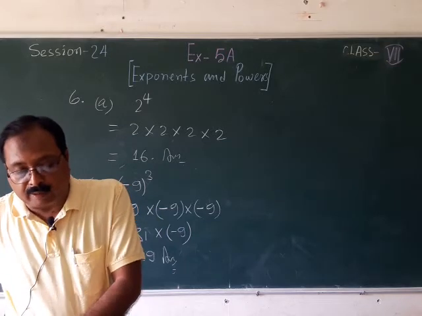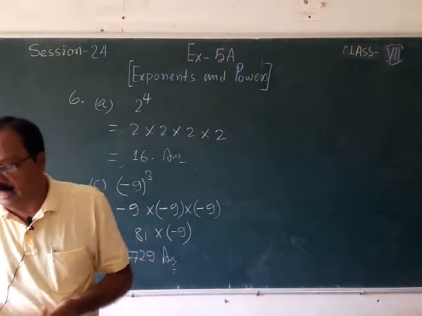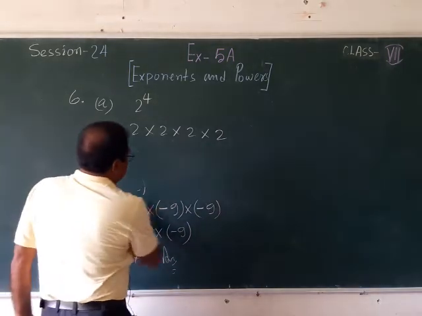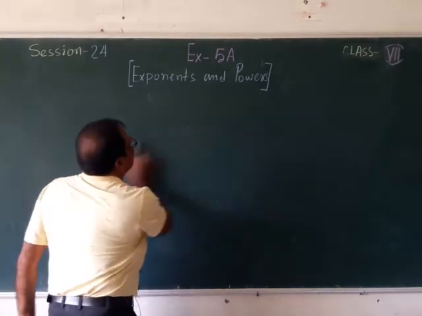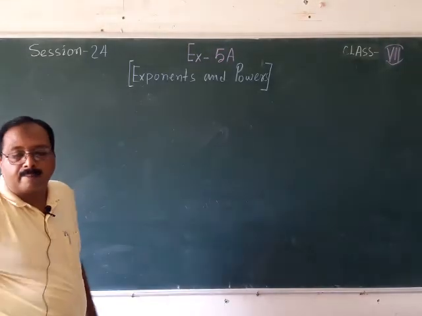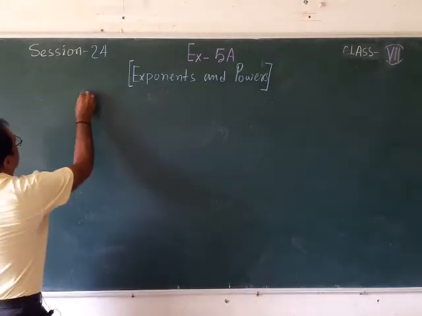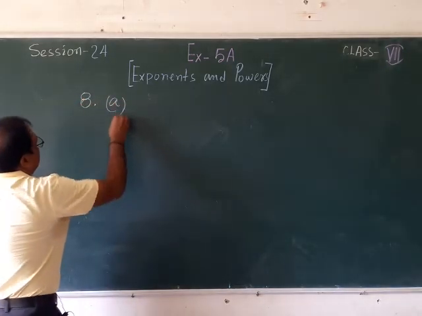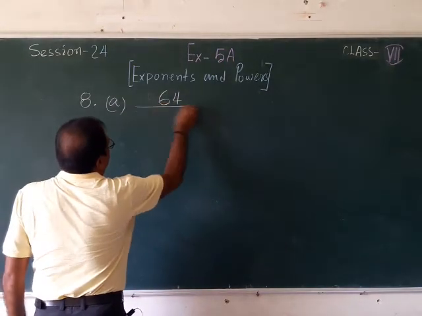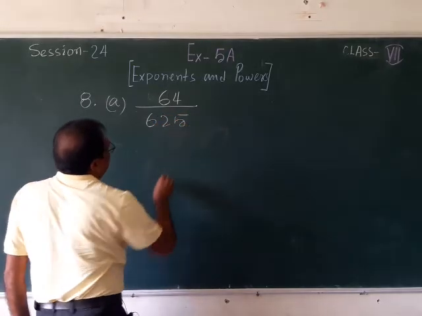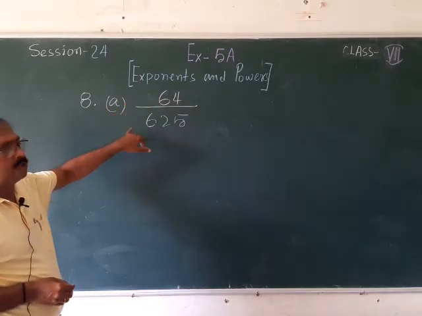Now question number 8, express the following rational number in exponential form, that I am going to show you. This time 8a, that is written 64 upon 625. Here, 64 upon 625. First of all, you need to find the prime factors of these numbers on the rough side.